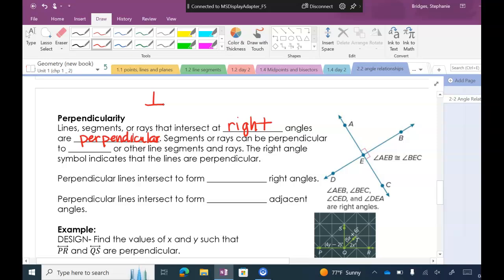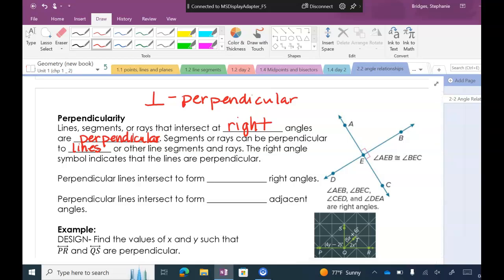That symbol, that upside down T, means perpendicular. So a lot of the times I will use that instead of writing the word because it's quicker. Okay, so that upside down T means that lines are perpendicular, which means they intersect at right angles. Segments or rays can be perpendicular to lines or other segments or rays. And then it says the right angle symbol represents that the lines are perpendicular.